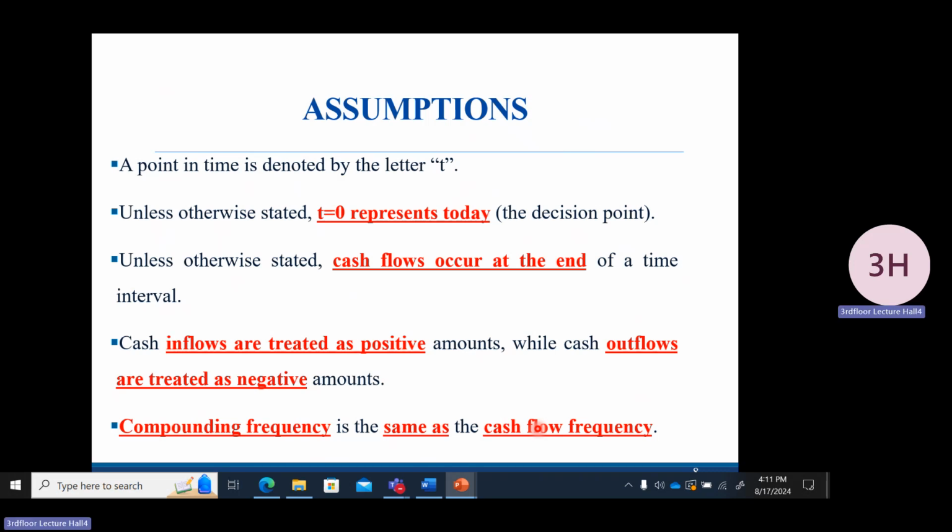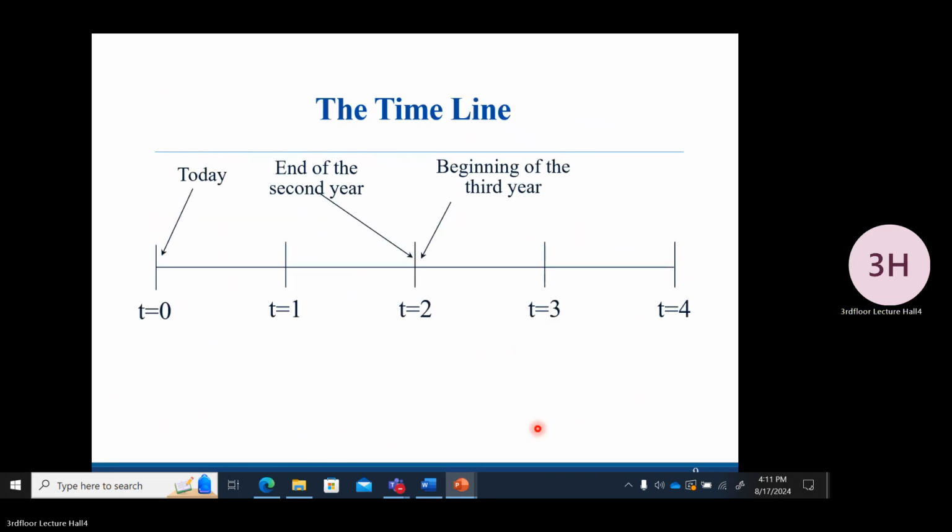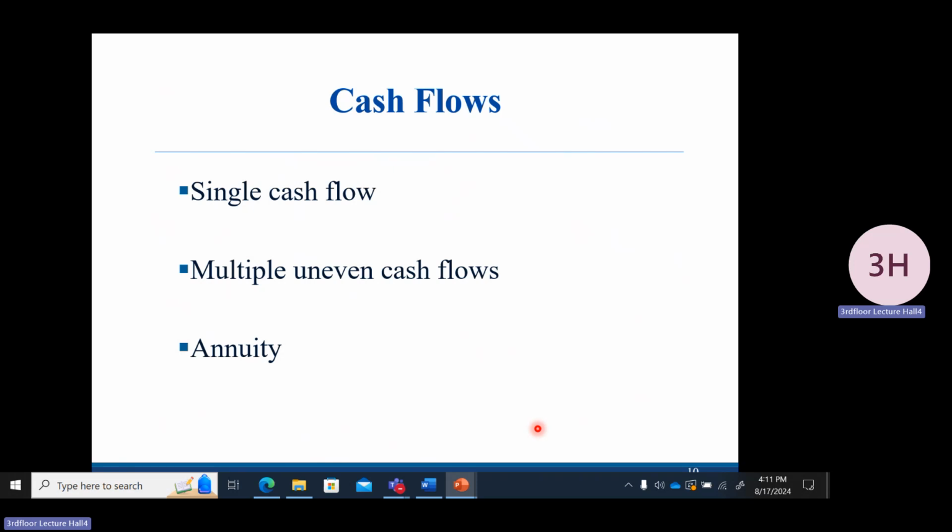Tell me. Okay. Right. So let's go to the types of cash flows. We discuss basically these three types of cash flows. Single cash flow. What is a single cash flow? Single cash flow means you have only one cash flow.